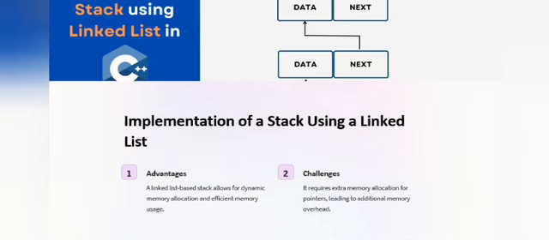Now, implementation of stack using linked list. The advantage is that a linked list has dynamic allocation of memory, so that is efficient use of memory. Then the challenge is extra memory allocation for pointers, so additional memory overhead will be there.